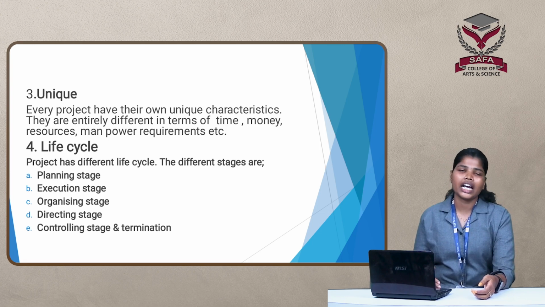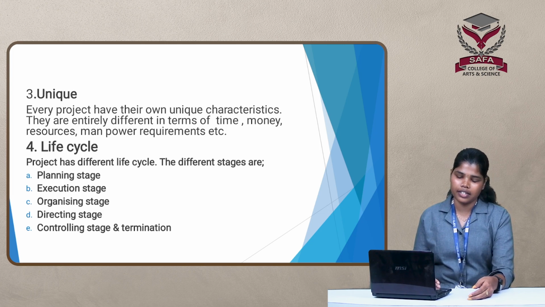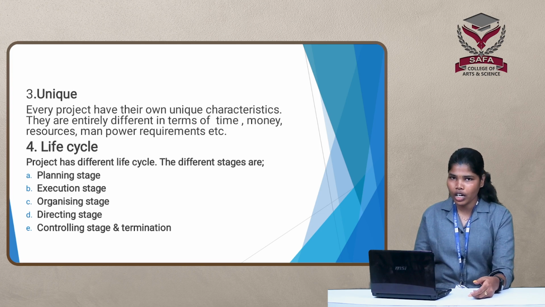And the fourth feature is life cycle. Every project has a different life cycle, that is different stages. The important stages of projects are planning stage, execution stage, organizing stage, directing stage, controlling stage, and the final one is termination stage. Planning stage is simply related with a predetermination regarding what, when, where, who and how. Under this stage, we should generate a good project idea from various resources and also evaluate the negative and the positive side of the selected project idea. That is known as planning stage.